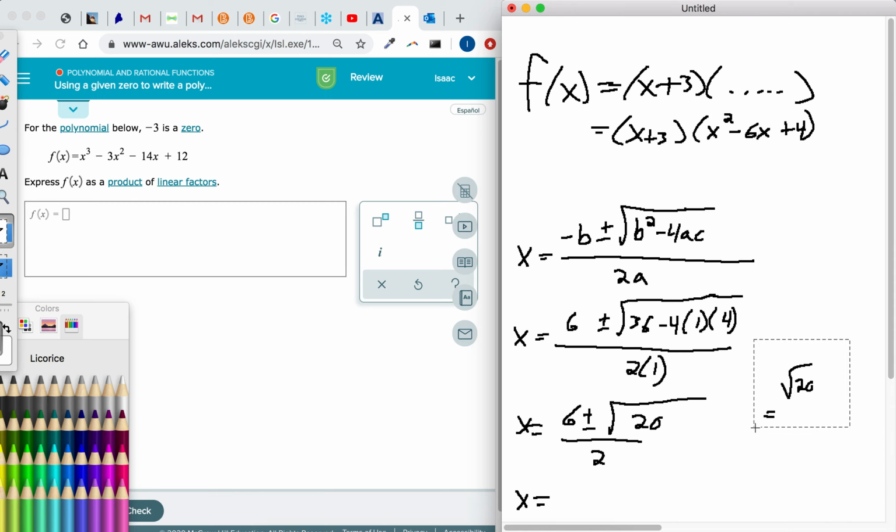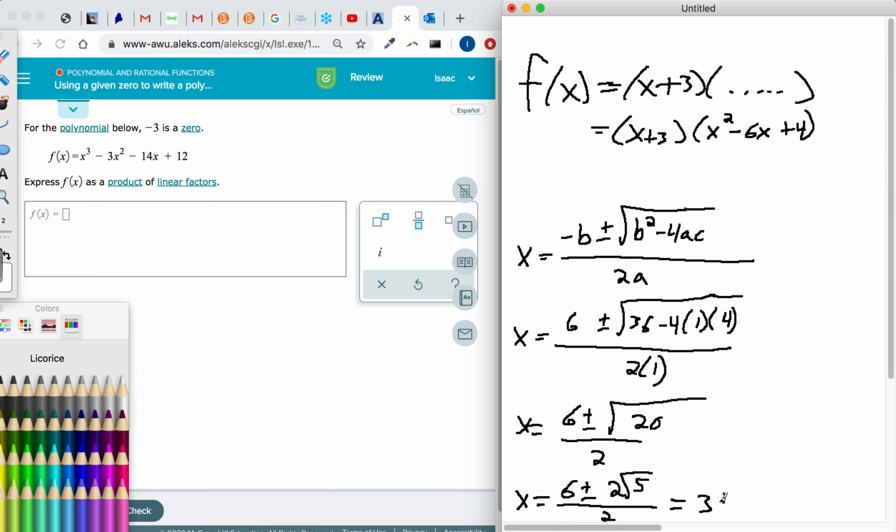I'm going to rewrite that square root of 20 in there as 2 square roots of 5. And then we can simplify a little bit more because everything's being divided by 2. So we got 3 plus or minus square root of 5. So one of our zeros is negative 3. The other two zeros are 3 plus square root of 5 and 3 minus square root of 5.